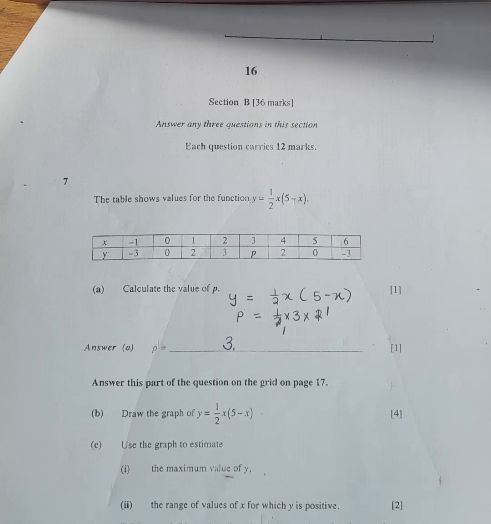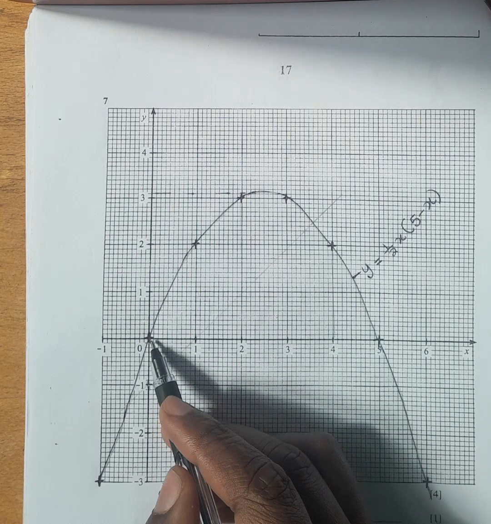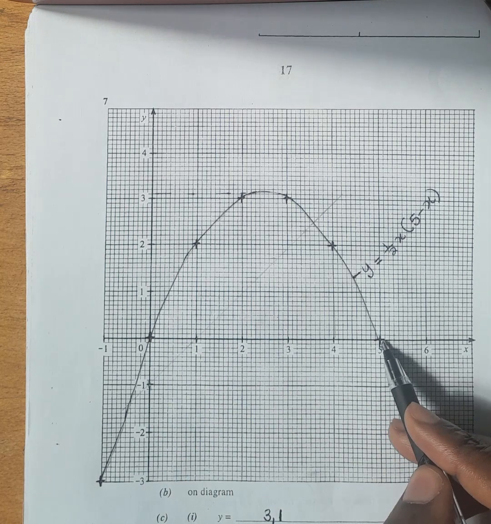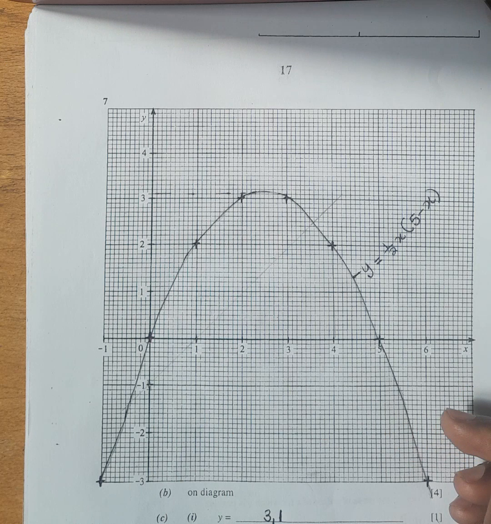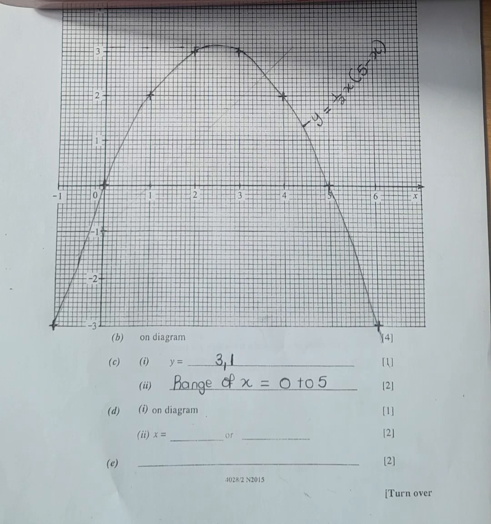And then on C part 2, we are supposed to use the graph to estimate the range of values of x for which y is positive. So y is positive from x is equals to 0 to x is equals to 5. That is what we are going to write on C part 2. So write that the range of x is 0 to 5. Let us move on to D part 1.